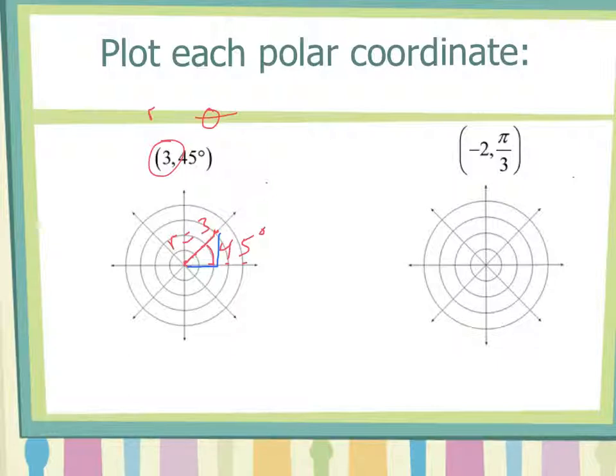Here's another one, -2 and pi over 3. Pi over 3 is like 60 degrees. So just think about it this way: if I were to turn 60 degrees and then go 2 units, that would put me right there. Except this says -2. So I turn and face 60 degrees, but then go the opposite direction. The negative would just mean go backwards instead of forwards.